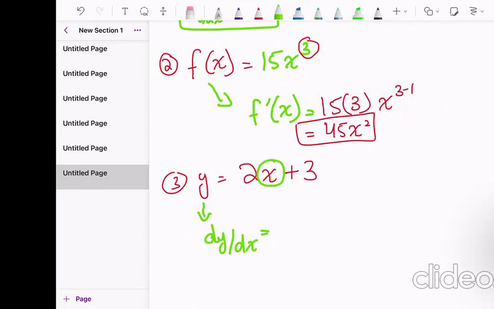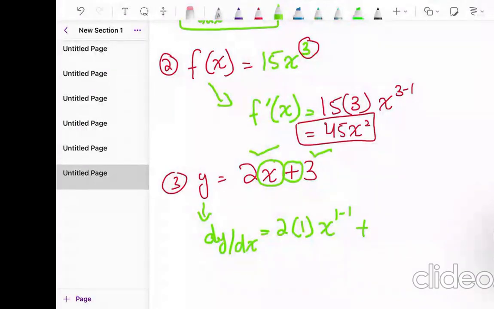1. When there is no power, this will be 1. So the power will come down as a base, and we have to subtract the power by 1. And there is an addition or subtraction sign. So this means that you will apply differentiation in the first term and the second term separately, because there is a plus sign between the two terms. One is 2x and one is 3.